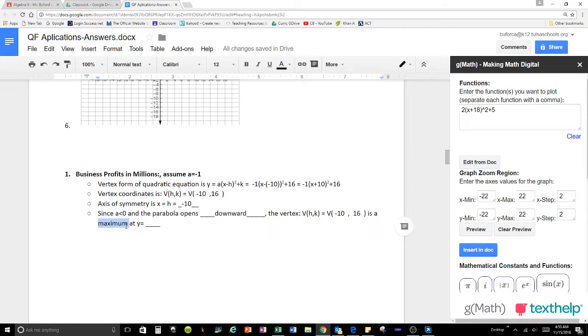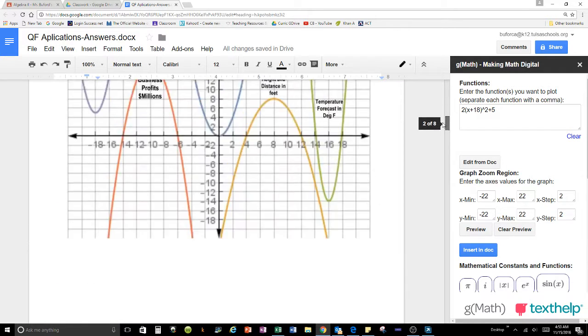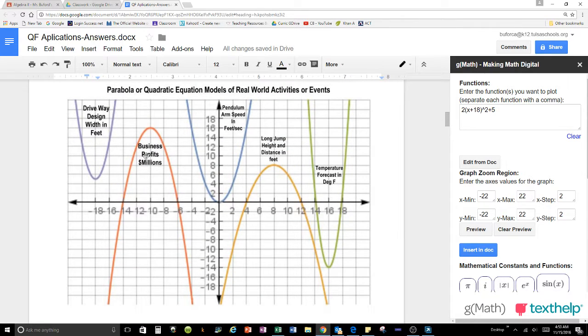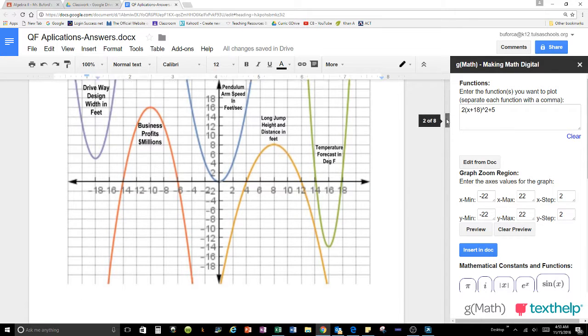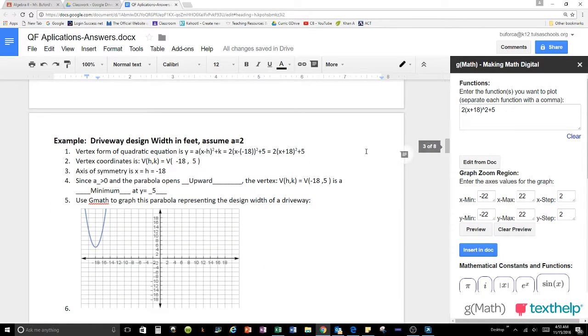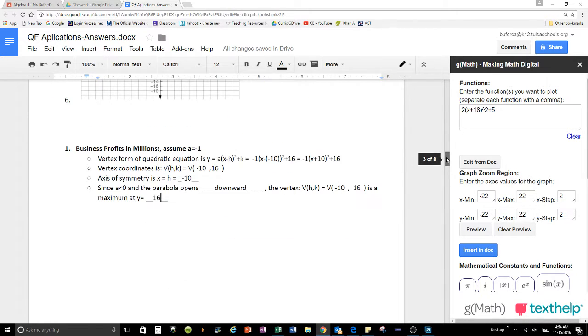That shouldn't have been there. Okay, it is a maximum at y equals 16. And you can see that here. The vertex is a maximum. It's at the top of the parabola at -10, y equals 16, and that's for the business profits.